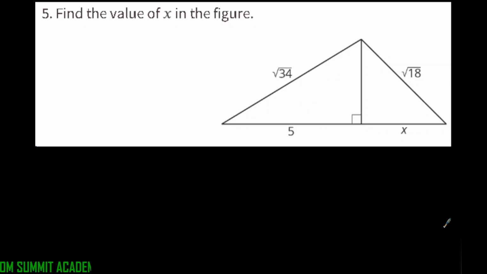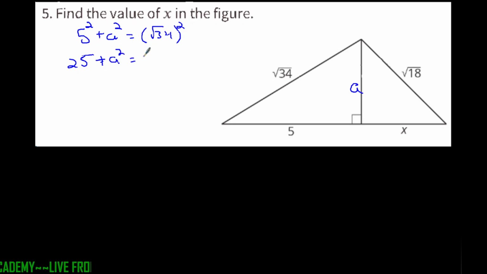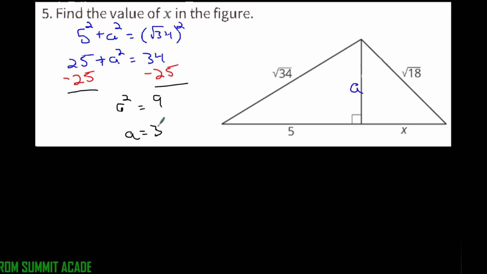For number 5, it says find the value of x. So first we have to find this value of a, because we need to draw our right triangle. I'm going to have 5 squared plus a squared equals the square root of 34 squared. Make sure you evaluate those carefully. Again, solve for the missing side length. Make sure you use those inverse operations to get a by itself. That's going to be a squared equals 9. Take the square root, a equals 3. Make sure you're not saying that's your answer yet, because we need to solve for x.